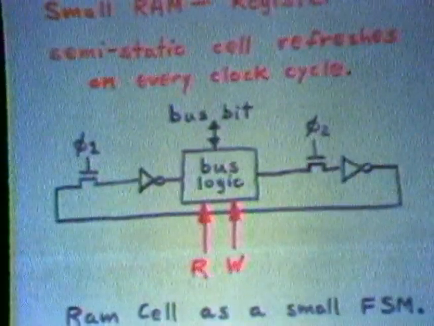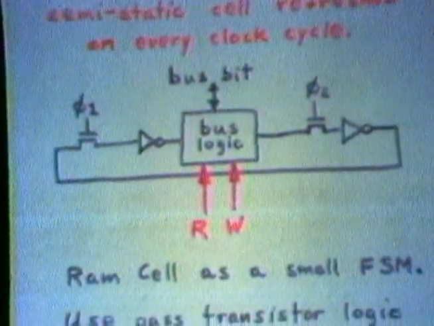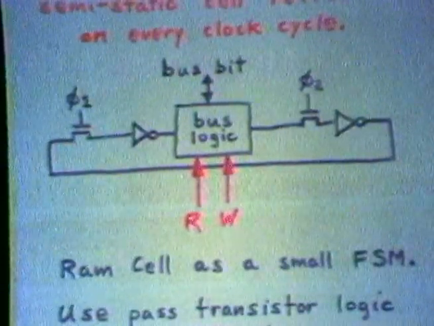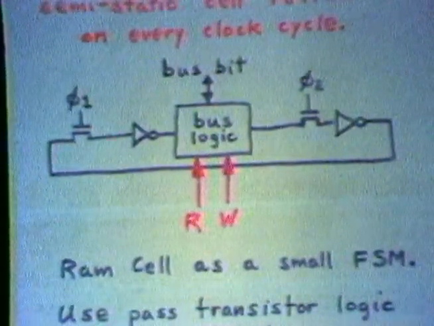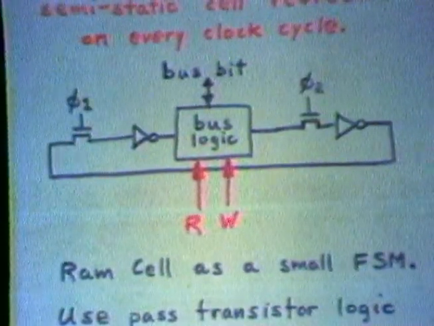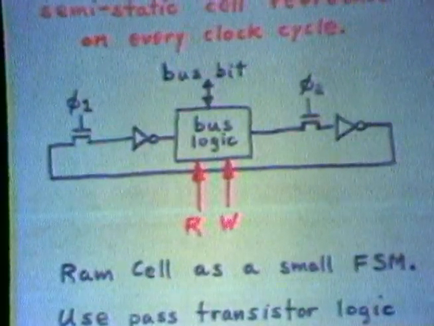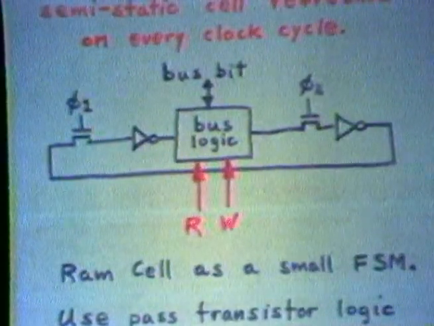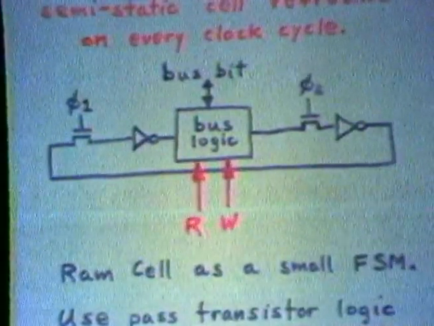This type of register is called semi-static because on every clock cycle it refreshes itself, but if you stop clocking it, it's dynamic. It will forget eventually. Semi-static because no explicit refresh operation is required. You just simply have to keep the clock running. And then the read and write control lines control its function.